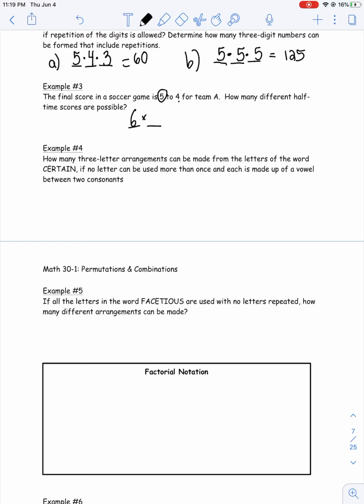So there's actually 6 options for that first number right here. And then for the 4, how many choices are there available? Well, it could have been 4, 3, 2, 1, and 0. So there's 5 choices for that second spot. When you multiply them, there's 30 different ways that you could have made a score, right? So for example, you could have had 4 to 2. You could have had 5 to 0. So there's tons of different options. So that's why we have to look at each spot one at a time.